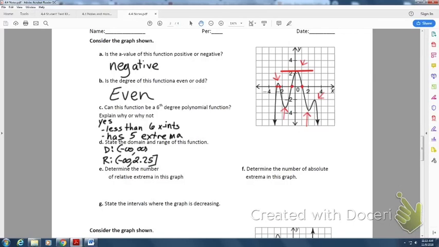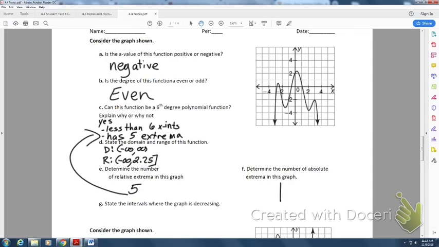Question D says, determine the number of relative extrema in this graph. We already identified that. That was 5. We talked about that up in question C. F says to determine the number of absolute extrema in this graph. It will have 1. Alright? It's a weird looking 1. There you go. You can only have either 1 or 0 absolute extrema. If it's even degree polynomial, you're always going to have 1. If it's an odd degree polynomial, you're always going to have 0. Absolute extrema. The relative extrema, that's determined by the degree.